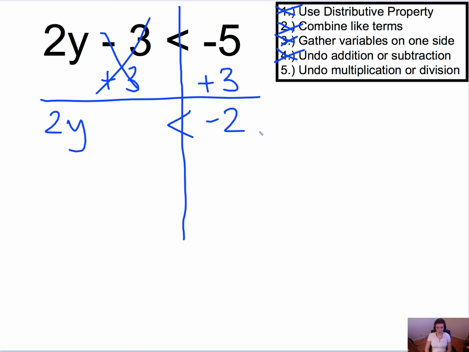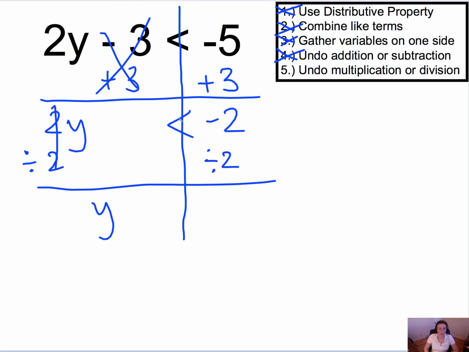And then step 5, undo multiplication or division. We have 2 times y, so the inverse would be to divide by 2. That way the 2's cancel. We have y by itself. We did divide here, but we did not divide by a negative, so my sign will stay the same. And then that's negative 1. So my answer is y is less than negative 1.